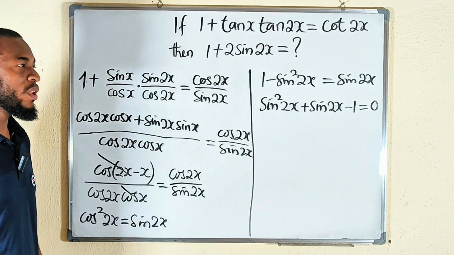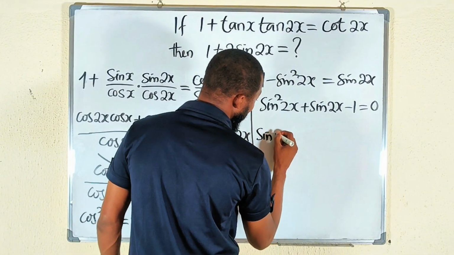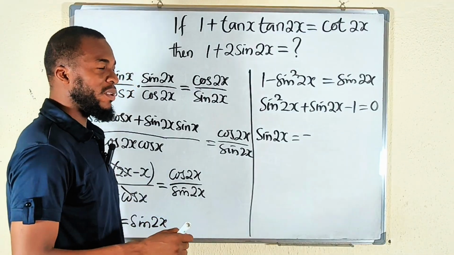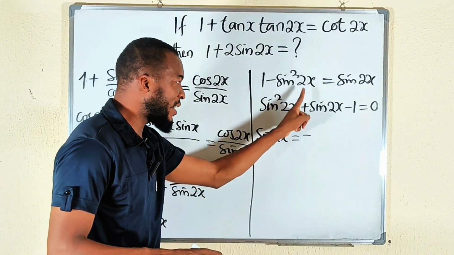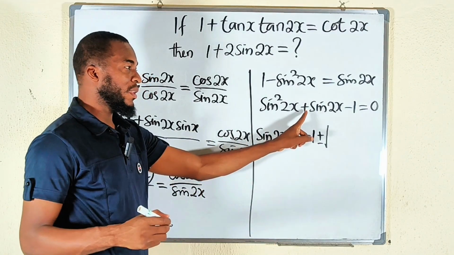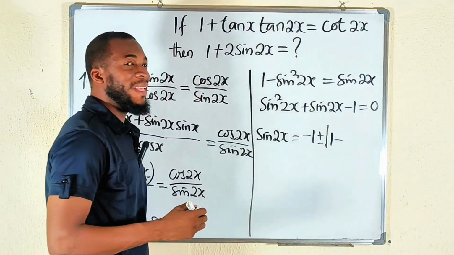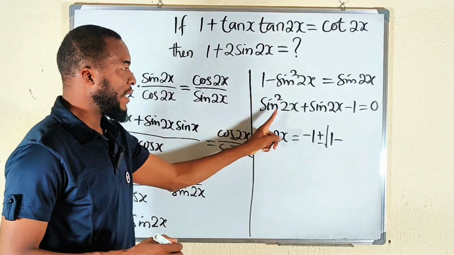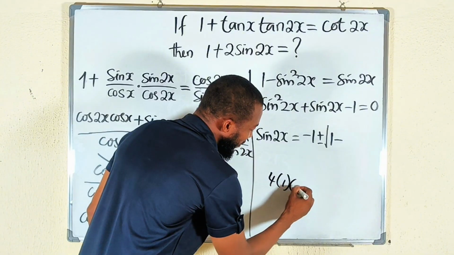This is a quadratic equation in terms of sine 2x. So you can see that sine 2x, using the general formula, is equal to minus b. What is b? B is just the coefficient of the middle term. This is an equation in terms of sine 2x, so the coefficient here is 1. So we have minus 1 plus or minus the square root of b squared. The coefficient of sine 2x is 1, 1 squared is 1, minus 4ac. 4 times a is 1. C is negative 1. So it's like 4 times 1 times negative 1.